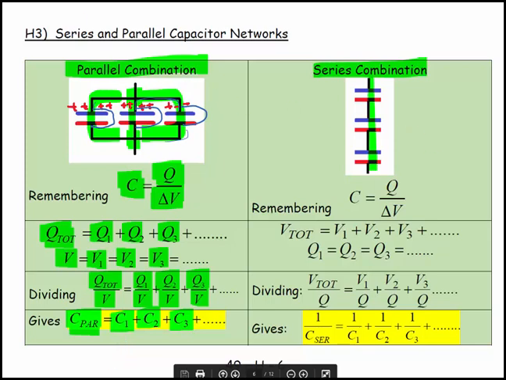Over here, in series, we have a different situation. The total potential difference is equal to the potential difference across 1 plus the potential difference across 2 plus the potential difference across 3. And so we can say V total equals V1 plus V2 plus V3. Very different. And then the next thing might not be so obvious, but if I have 2 positives and 2 negatives, well, that means I must have 2 positives and 2 negatives there. And that means I must have 2 positives and 2 negatives there.